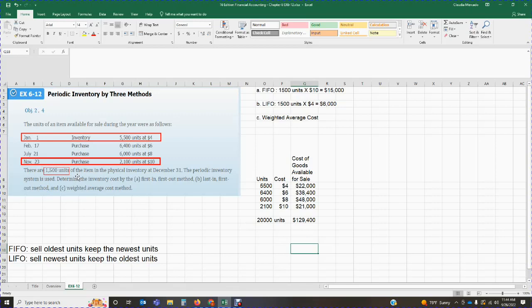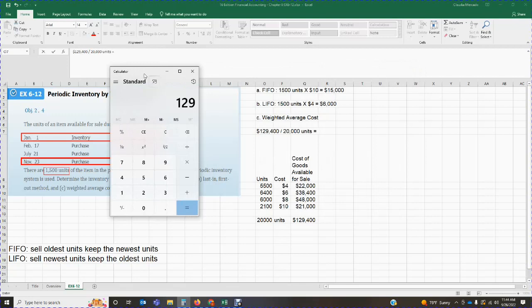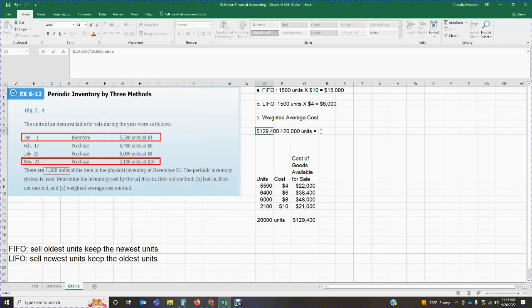So now what are we going to do? Well, now we're going to get the weighted average cost of these units. I know that I spent $129,400. I'm going to divide that by 20,000 units. $129,400 divided by 20,000 units is going to give me $6.47 per unit. So on average, I paid $6.47 for each of those units that I purchased. That's my average cost.